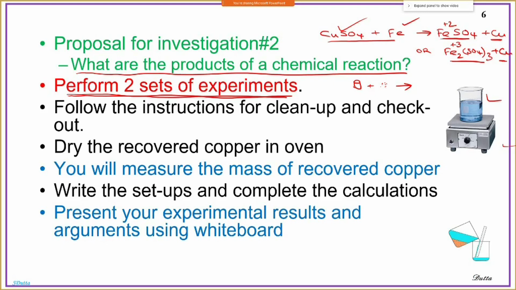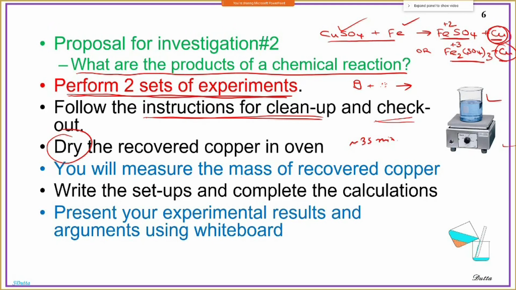So you're going to follow the very, very important clean up and checkout, and that has been posted in the lab. I'll go over it again tomorrow. Okay. Then, because you are going to weigh out the amount of the product, copper, you need to dry it in an oven, which is going to take about 35 minutes to dry. Okay, and I'm going to go over that again.